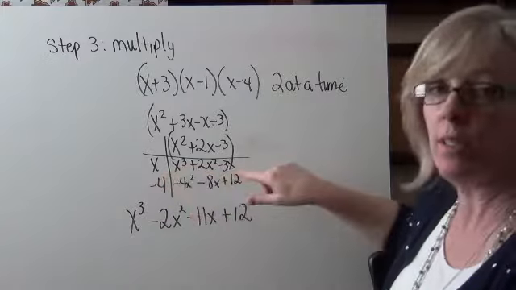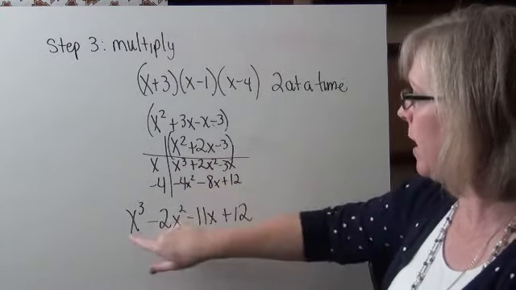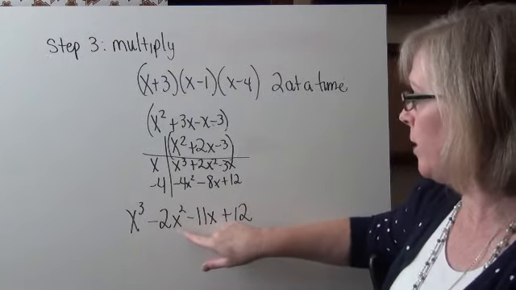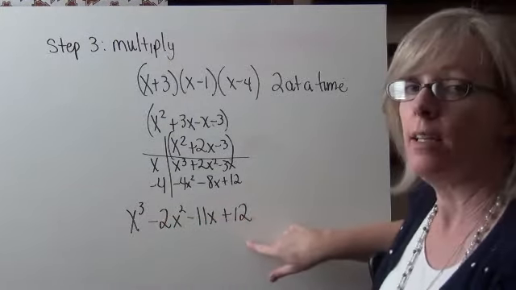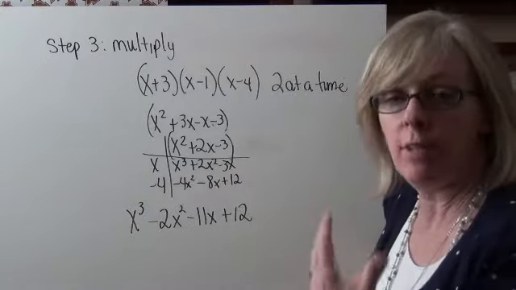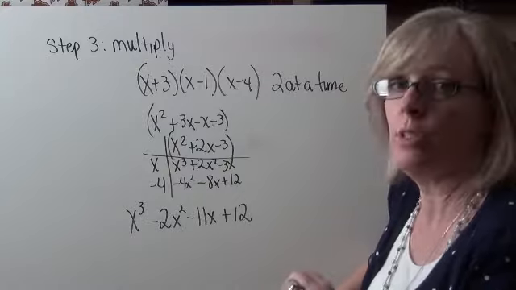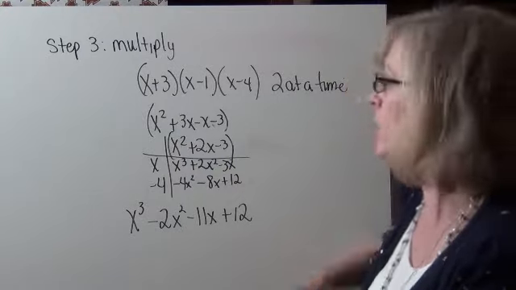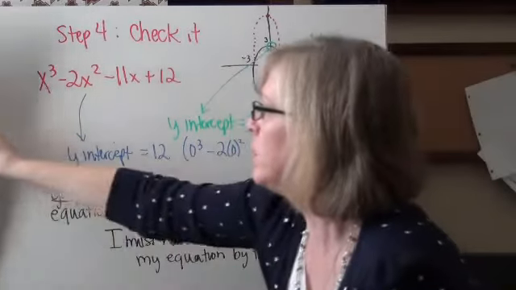Now I have that expression, which I'm going to multiply by the last factor, x minus 4, and I did that in sort of a little box here to keep track of it. And then I combined my like terms and got x to the third minus 2x squared minus 11x plus 12. This is the simplest form of a polynomial expression that models the graph that we just saw. Okay? There's one last step that we have to do with that. And let me show you what that is.